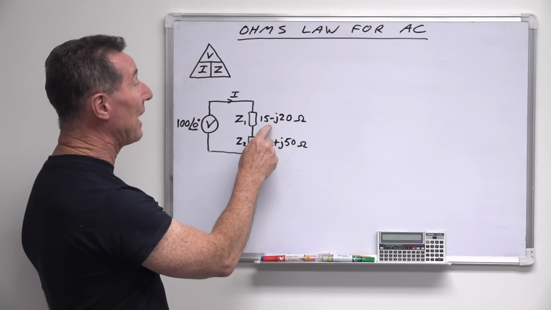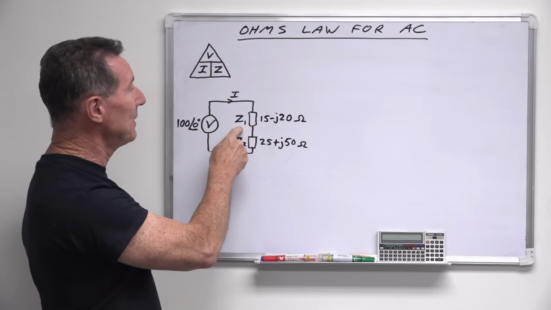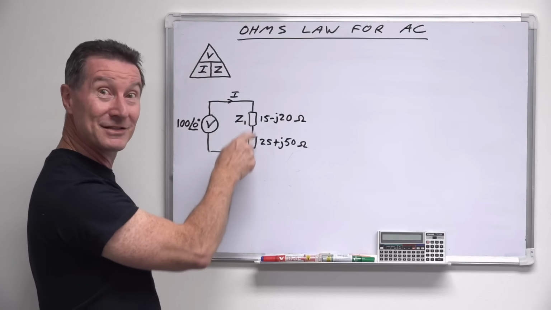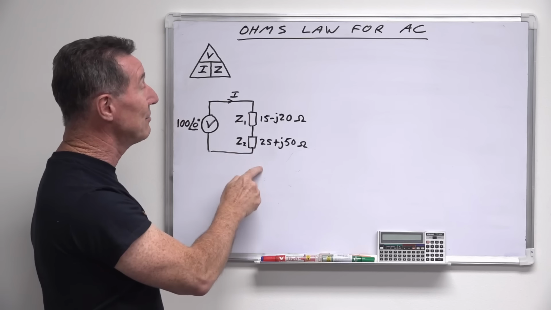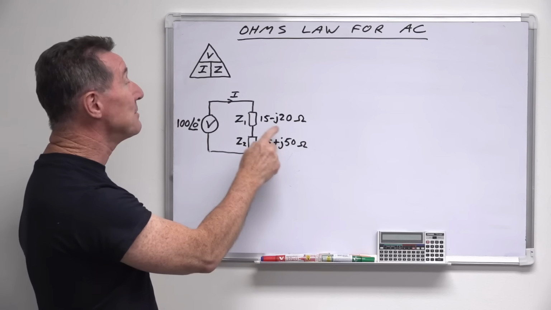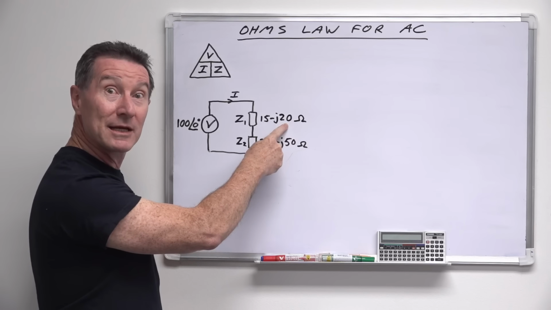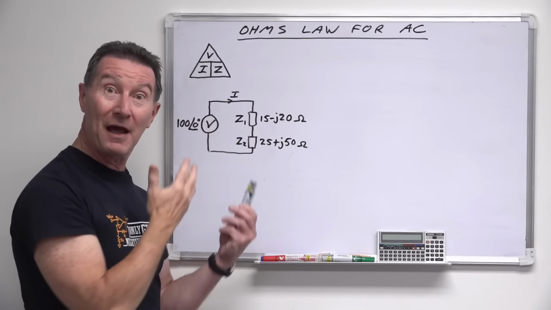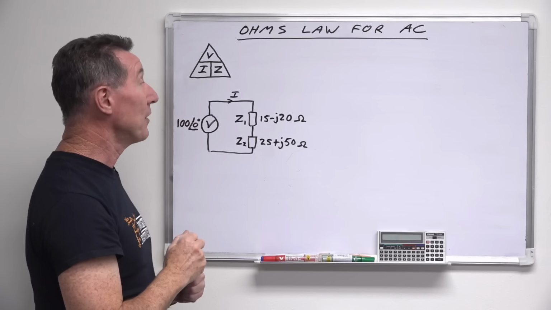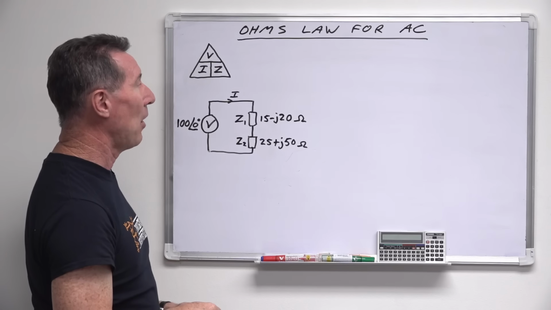We learned that an impedance is designated by Z. In this case, we've just got two impedances in series here. Impedance, which is measured in ohms just like resistance, is made up of a real component and an imaginary component, which basically has a voltage and current relationship with phase angle. And this is in the rectangular form. You can also have it in the polar form.